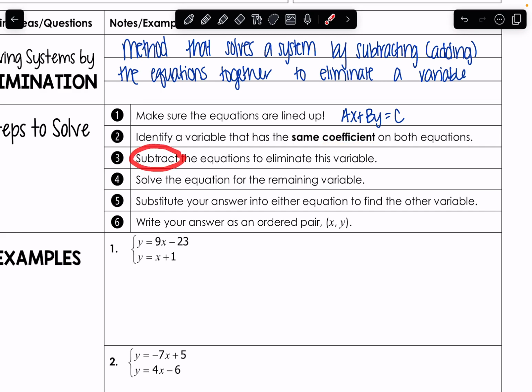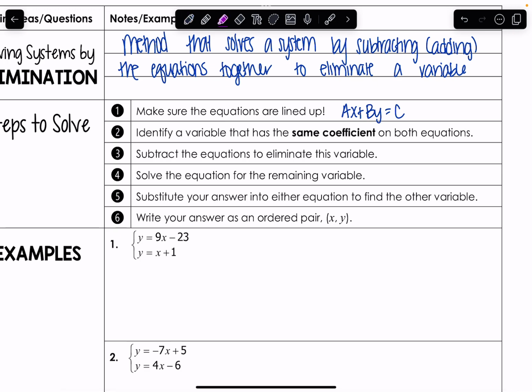We will then subtract the equations to eliminate this variable. However, sometimes you may add. It just depends on the sign. Then I will solve the equation for the remaining variable. Once I find that, I will substitute into my answer or into one of the previous equations and go from there. Again, my answer needs to be written as an ordered pair.